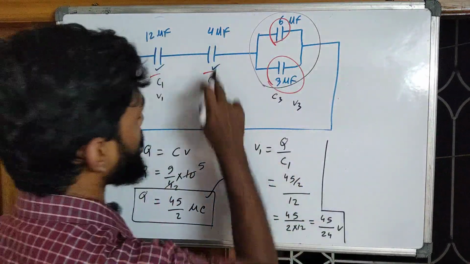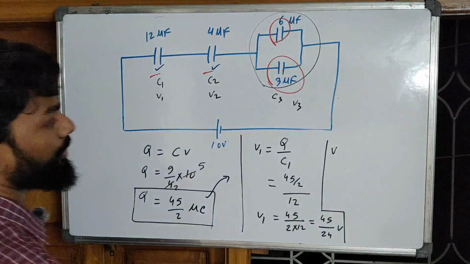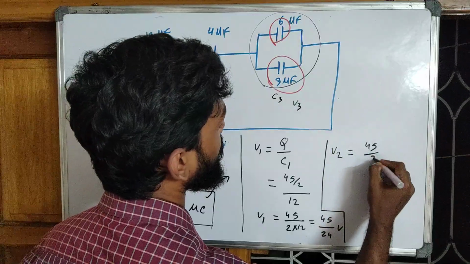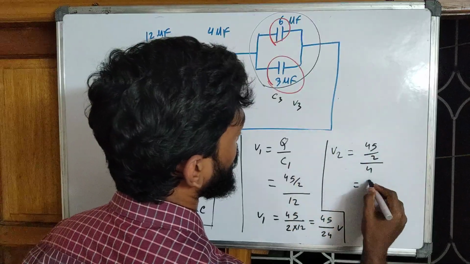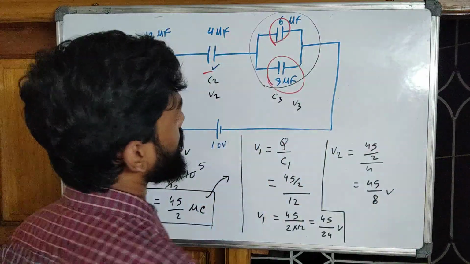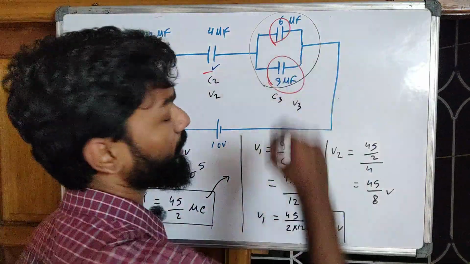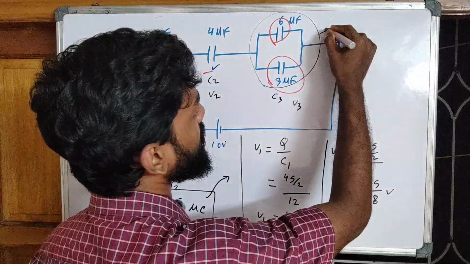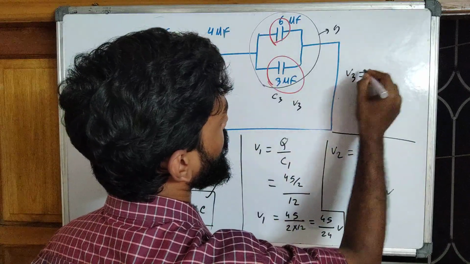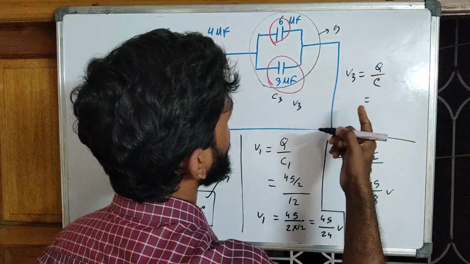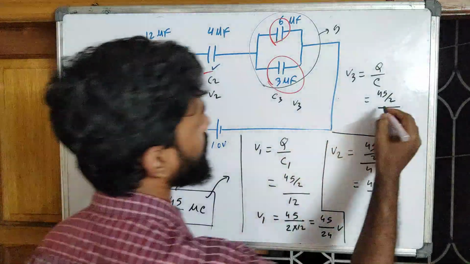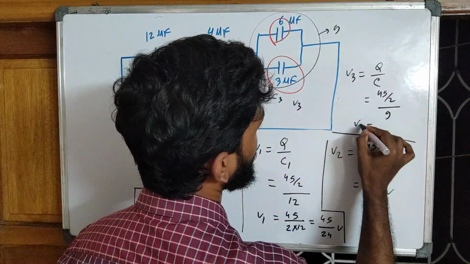Likewise, the voltage across this would be V equals to Q by C. Q is how much? 45 by 2. C is 4. The answer would be 45 by 8. 45 upon 8 volt. And across this particular branch, what was the capacitance? The capacitance was 9. So what would the voltage be? Let's name this V3. I've already named it V3. V3 equals to how much? V equals to Q by C. Q is 45 by 2. C is 9. V3 how much?